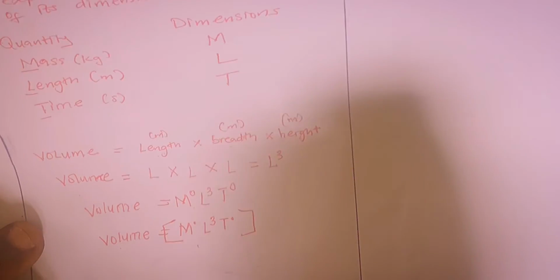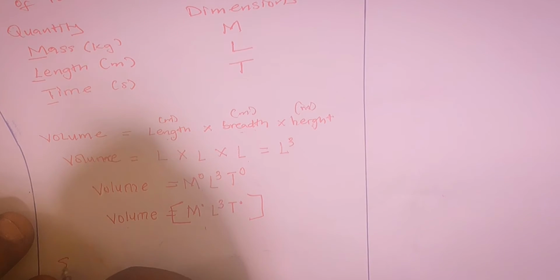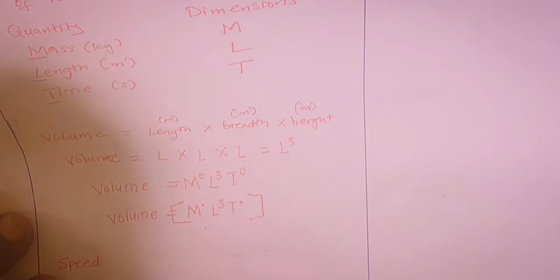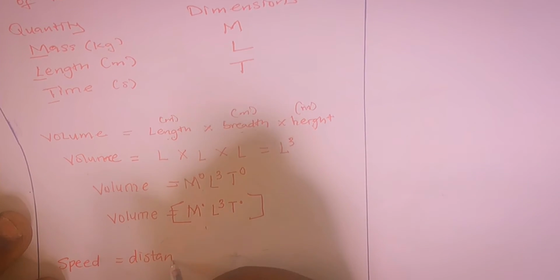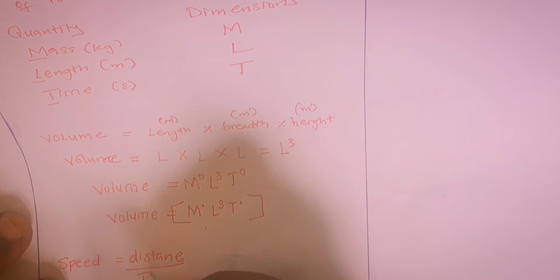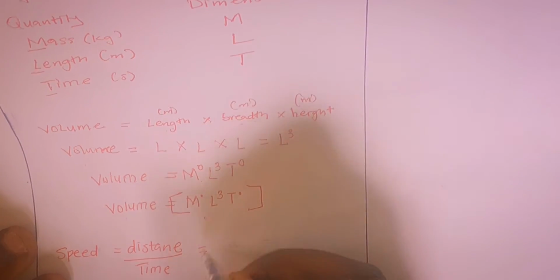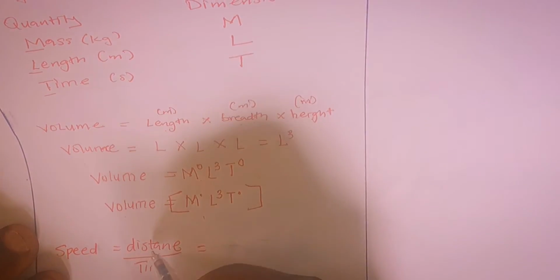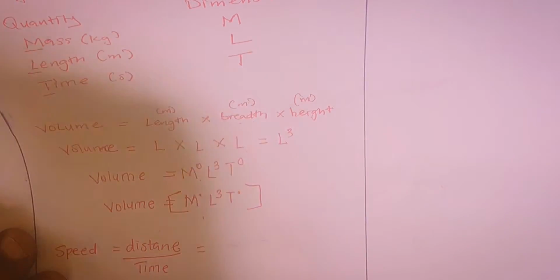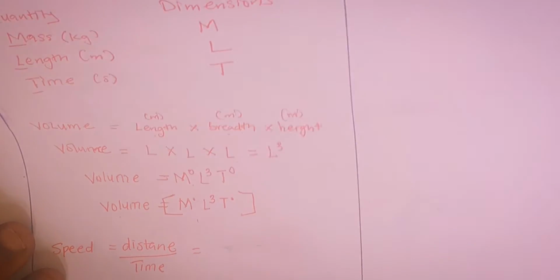Then let's move to another one. Let's consider speed. Speed is distance by time, right? Then what's distance? Our distance is taken to be length, right? The distance between two objects is taken to be the length. Hope you are following me. The lengths may be a bit different from each other, right?